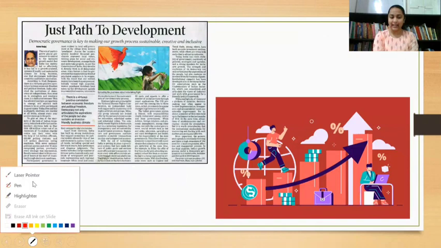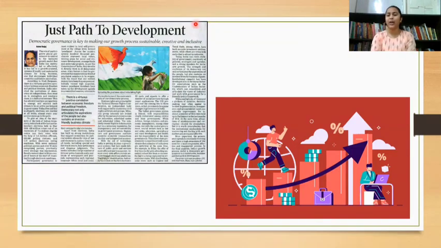So as I start this class, economic development as a concept is not something new. It's something that keeps hitting any page of a newspaper.